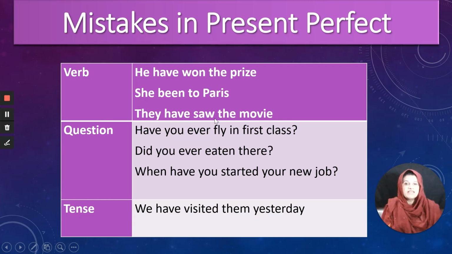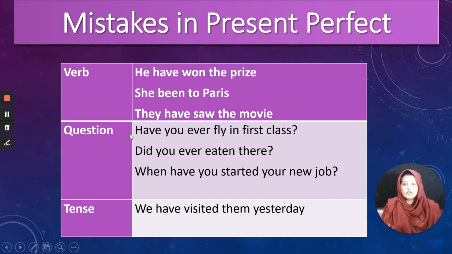Next, "they have saw the movie." Should we use saw here? As you are well aware, we need to use the third form of the verb. So what will we say? They have seen the movie. Now seen is the past participle, so this is perfectly fine.